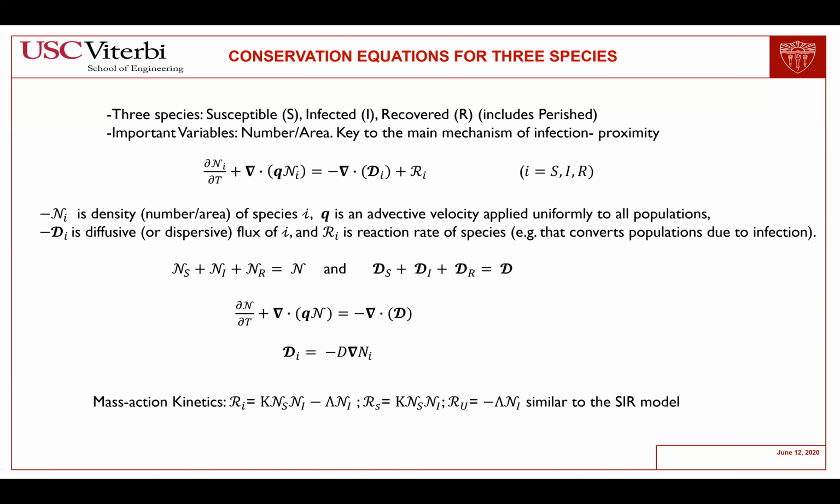So in conservation equations for the three species, which we will consider here, that's susceptible, infected, and recovered. In the original model, which we will also consider here, it's called the SIR model. The recovered fraction also includes those who have perished. And you can ask the question, of course, whether that's a good idea.